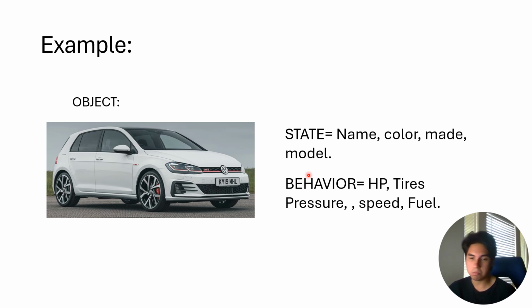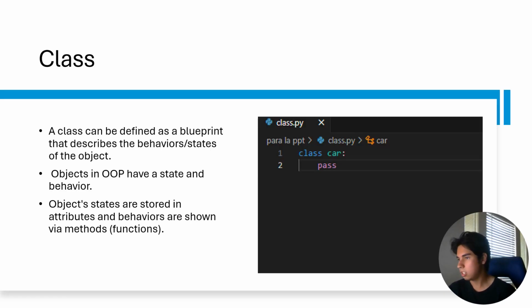As for behavior, it's basically aspects of the car, more important or more specific information, right? Like HP, horsepower, tire pressure, speed, top speed, fuel efficiency, and all that kind of information. So a class can be defined as a blueprint that describes behaviors and states. Like previously mentioned, objects in OOP have a state and behavior.